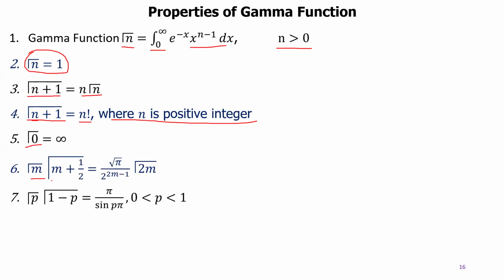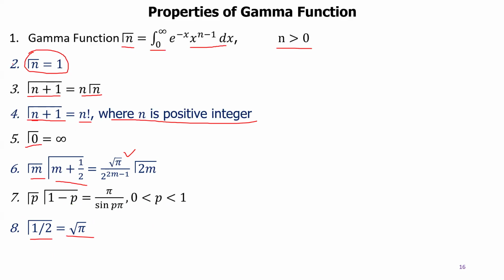Gamma m plus 1 by 2 is equal to root pi upon 2 to the power 2m minus 1 into gamma 2m. Sixth property, gamma p into gamma 1 minus p is equal to pi upon sine p pi, when p lies between 0 to 1. Eighth property, gamma of 1 by 2 is equal to root pi.